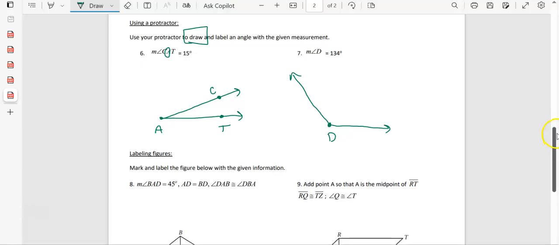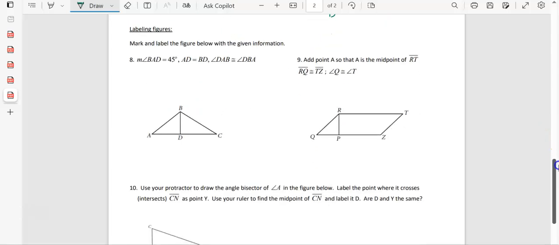Let's make sure we can label some figures. So in this case, I am going to mark and label the figure with the given information. Again, this is helping us use notation, make sure we understand when we look at a figure, what are we expressing? A lot of times I say objects in the mirror are closer than they appear. That's my way of saying that we cannot assume what's happening in a picture unless it's specifically labeled there. And so we're going to add those labels.